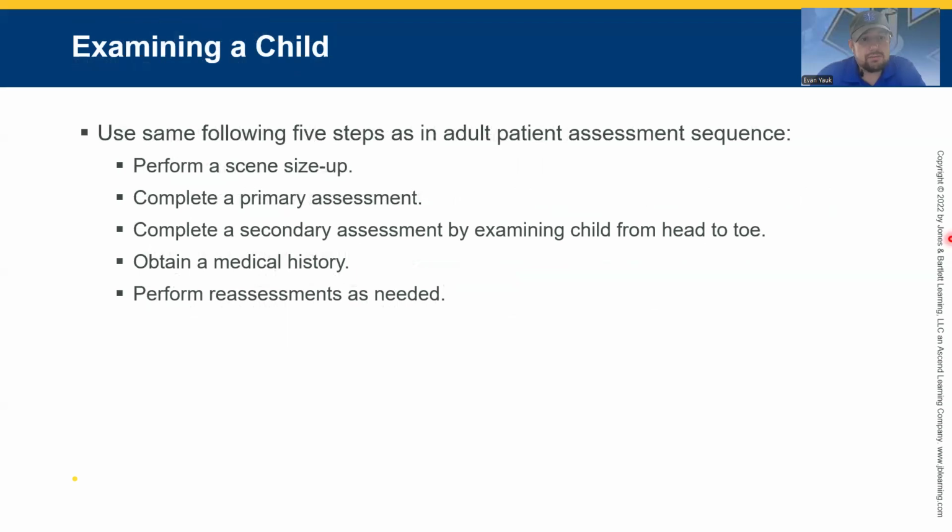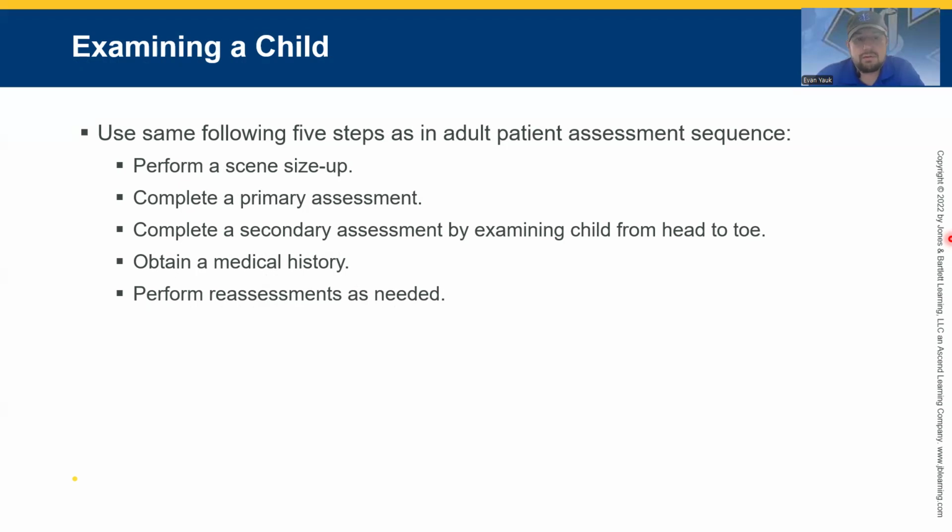So, examining that child, you're going to use the same 5 steps as an adult for the patient assessment sequence. First, perform a size up. Is it safe? Do I have my gloves on? Do I need help? How many patients do I have? Do I need C spine? Complete your primary survey. Are my ABCs good? Airway, breathing, circulation. Complete a secondary assessment by examining the child head to toe. Obtain that medical history. Usually, a caregiver or parent is best for this, but ask the kid. Let mom and dad answer if they need to. Perform a reassessment as needed. So when we are done assessing, we reassess.